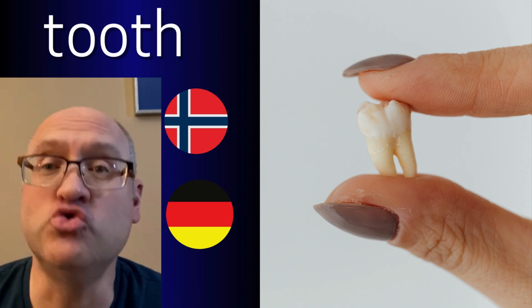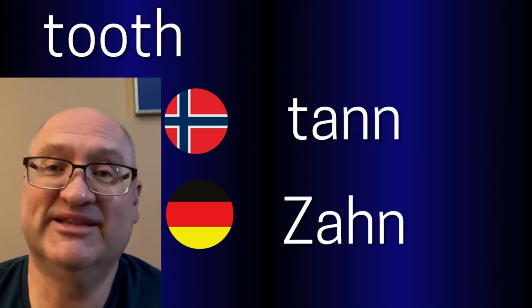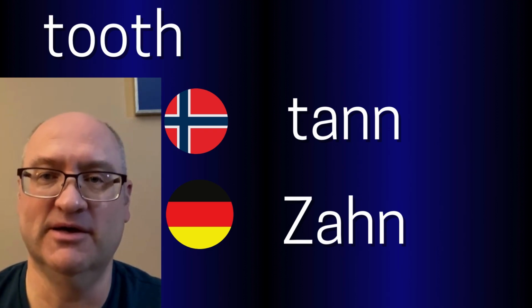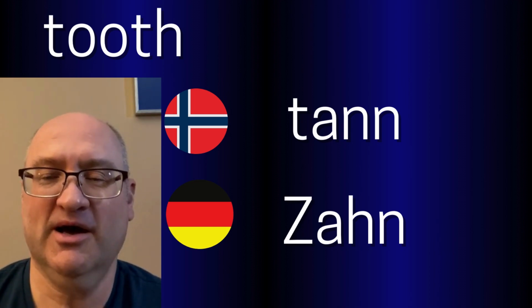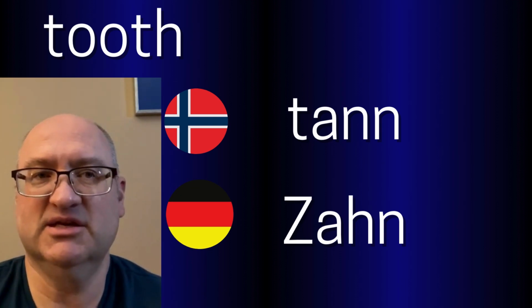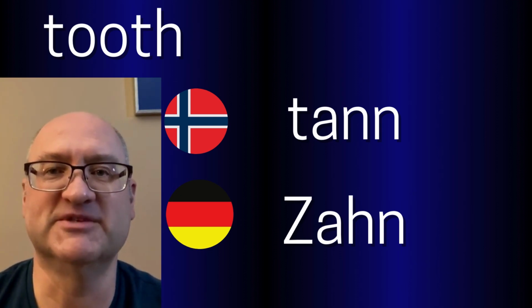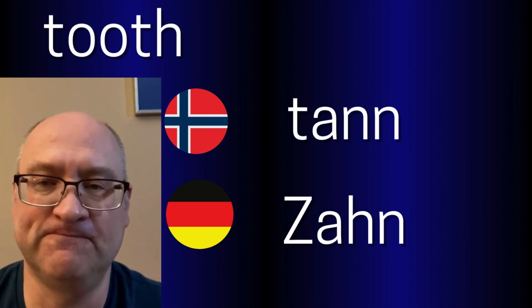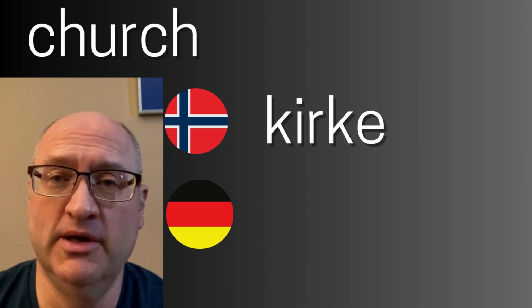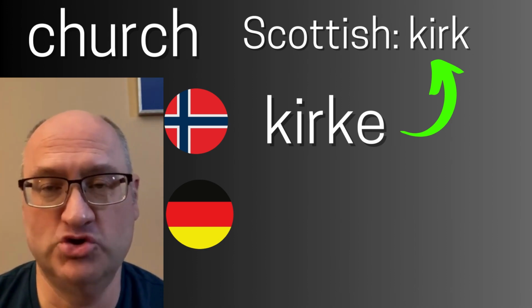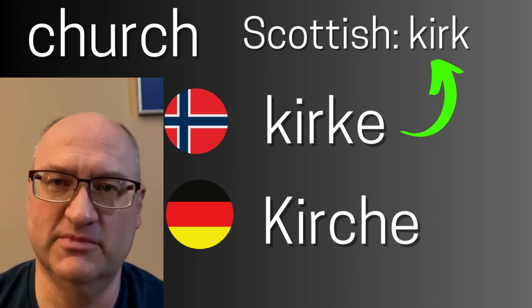Okay, one more. Tooth in Norwegian would be tann, and in German it's zahn. So again, we have that German t sound represented by this letter, which is closely related to the letter T. And in fact, it just evolved in German because there were some sound changes in early German history. Or how about this one, church? In Norwegian, that would be kirke, just like the Scottish word kirk. And in German, we have Kirche, die Kirche. It's a feminine word.